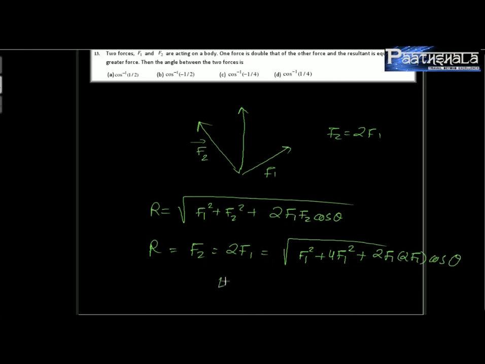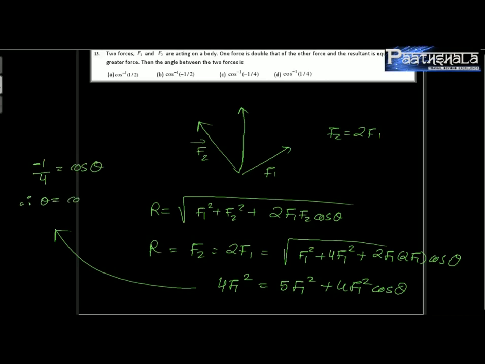So squaring we get 4 F1 square is equal to 5 F1 square plus 4 F1 square cos of theta, which gives us on cancellation minus 1 by 4 is equal to cos theta. Therefore theta is equal to cos inverse of minus 1 by 4. Cos inverse minus 1 by 4. That's the answer.